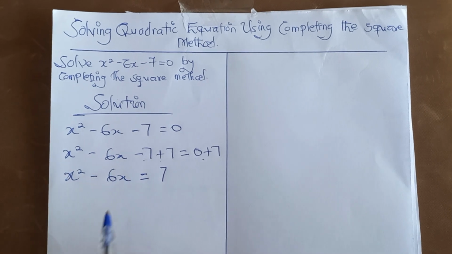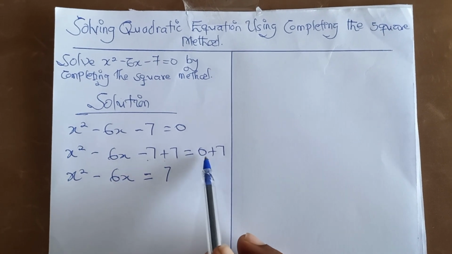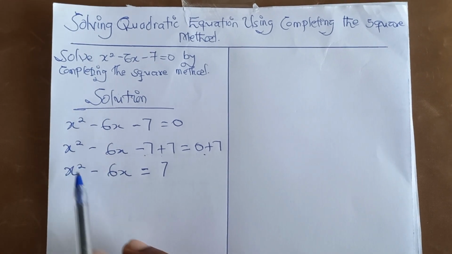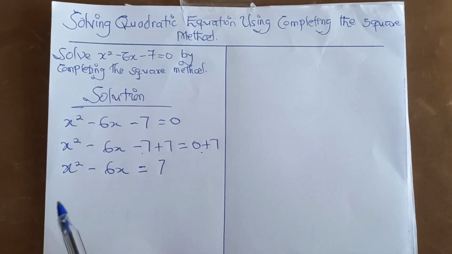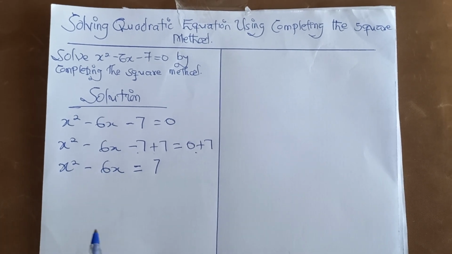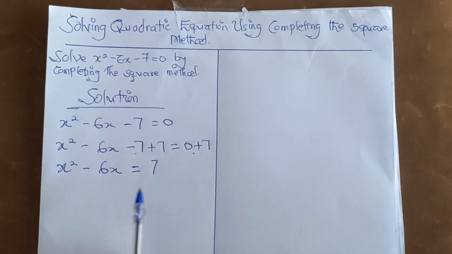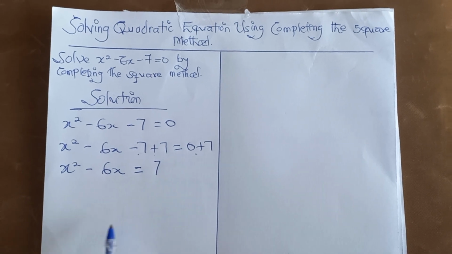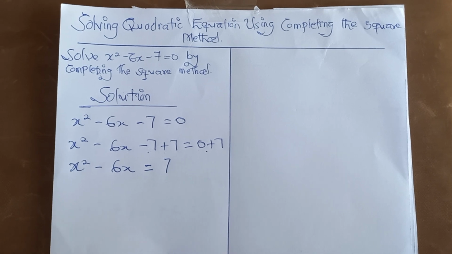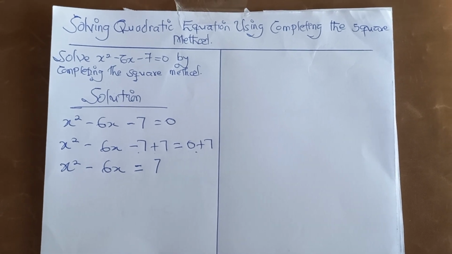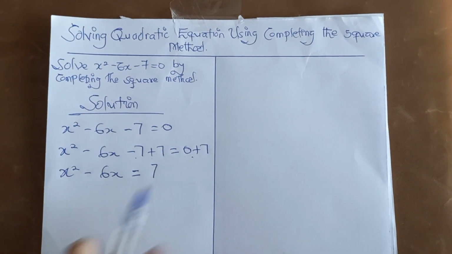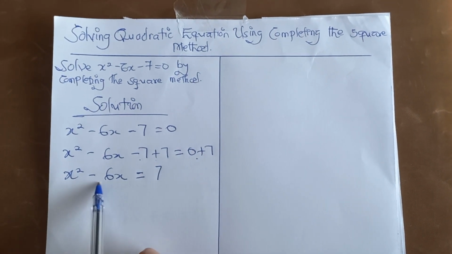The reason why we move the constant to the right hand side is that we want to make the x squared and the x term isolated on the left hand side. After this, we need to find a number to complete the square. So how are we going to find this number? One, we need to look at the coefficient of x. And in our case, it is negative 6.